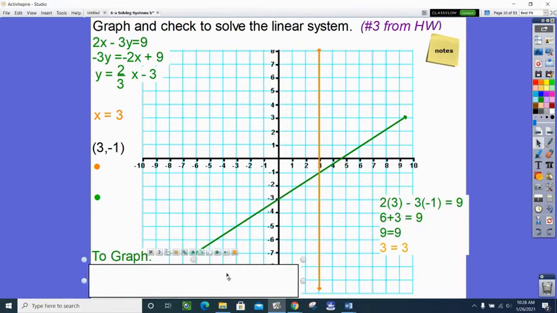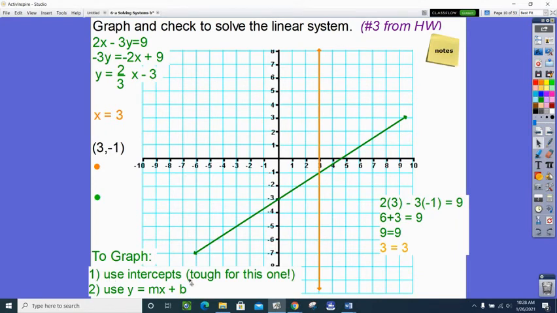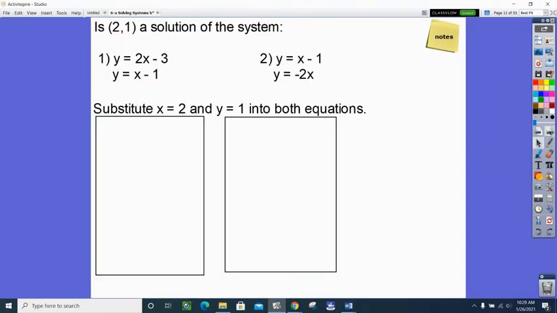So remember to graph. You can use the intercepts, which would have been a little bit tough for this one, or you can use y equals mx plus b. So it's either standard form or slope intercept that's going to make it easy to graph. Okay, let's keep going. So before we move on, there's a different kind of question we can ask.